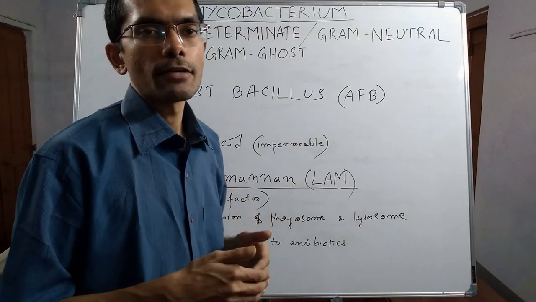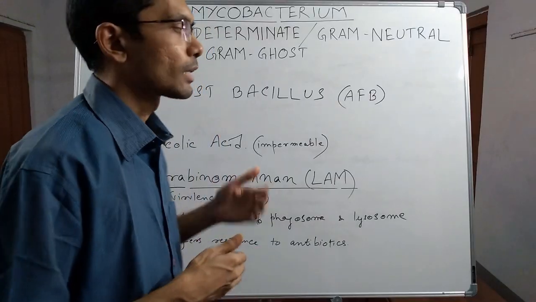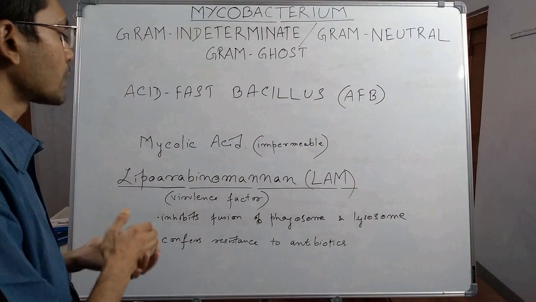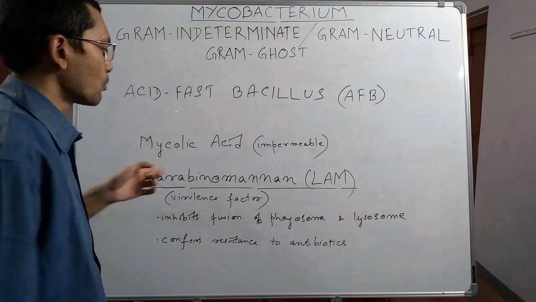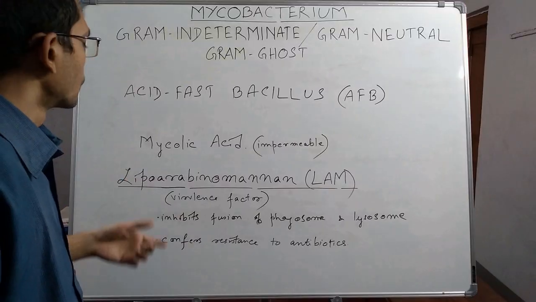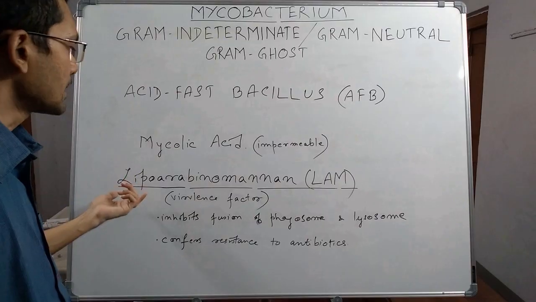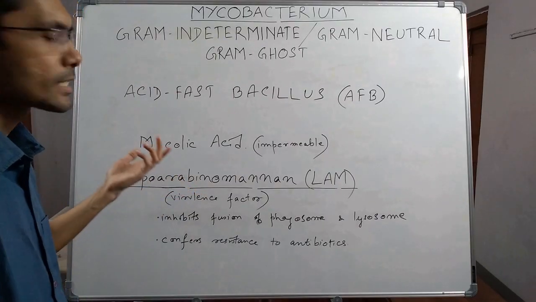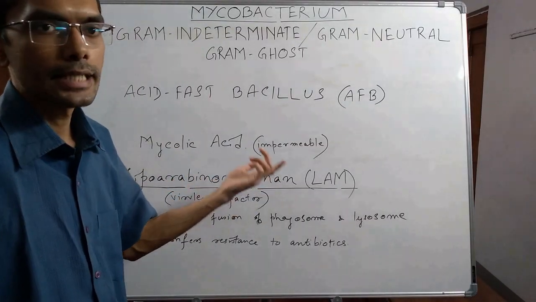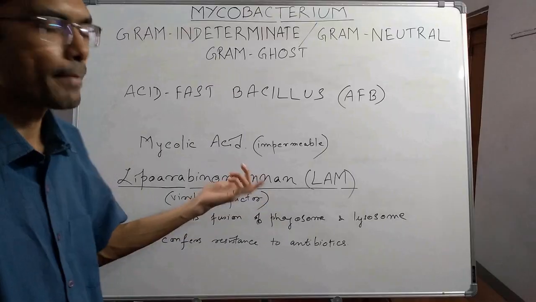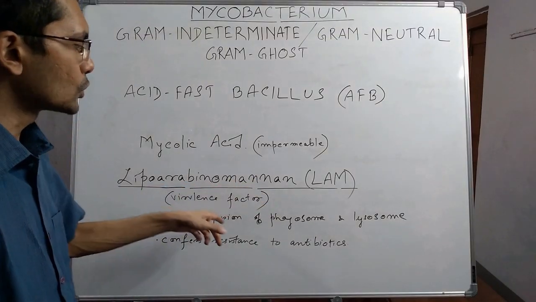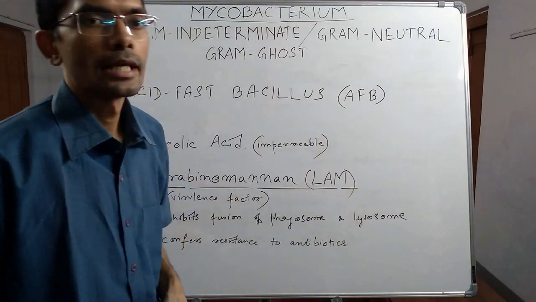Now before we discuss the various staining techniques for acid fast bacilli, let us touch upon another important mycobacterial lipid, that is lipoarabinomannan or LAM. If we break this term, we get lipo, that is lipid, arabino, because it contains the 5 carbon sugar arabinose, and mannan, because it contains the 6 carbon sugar mannose. It's a virulence factor which inhibits the fusion of phagosome and lysosome.